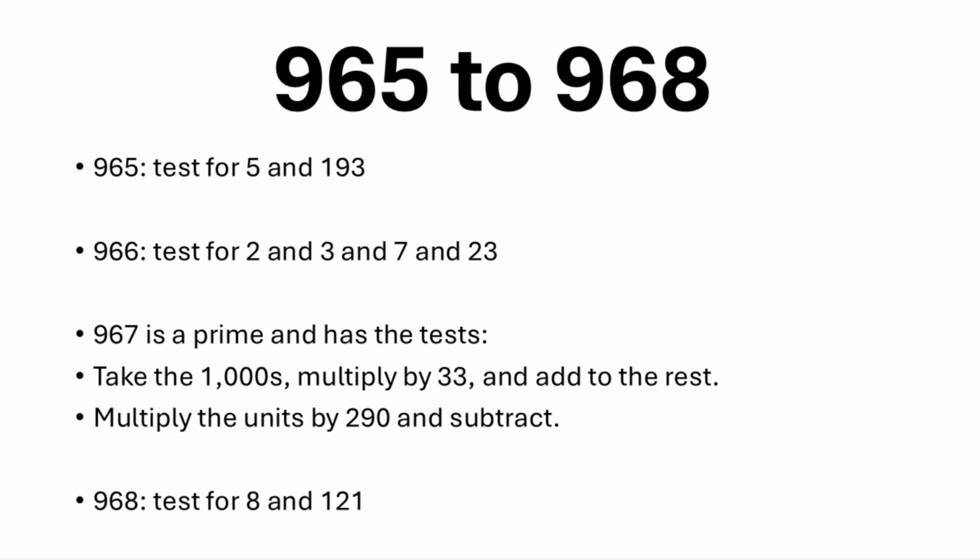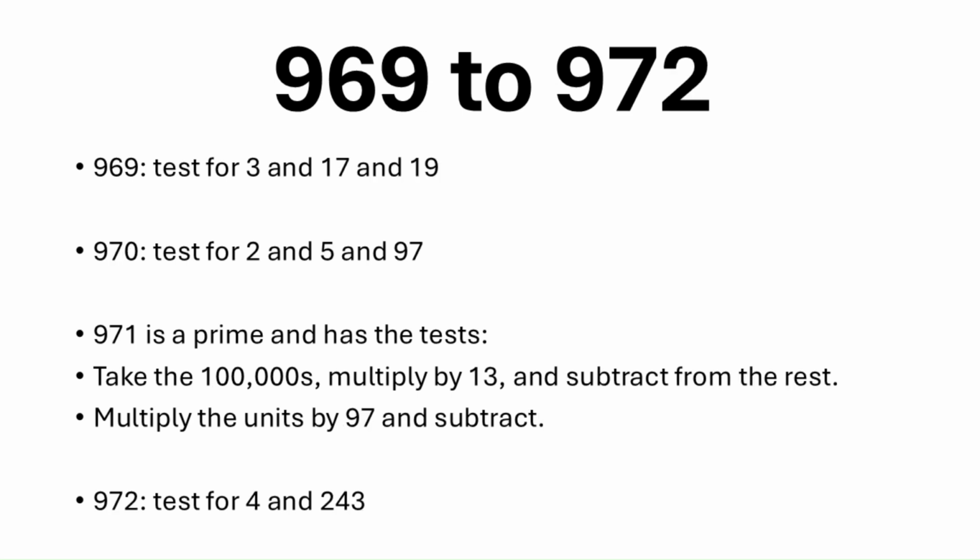Take the 1000s, multiply by 33, and add to the rest. Multiply the units by 290 and subtract. 968, test for 8 and 121. 969, test for 3 and 17 and 19. 970, test for 2 and 5 and 97. 971 is a prime and has the tests.